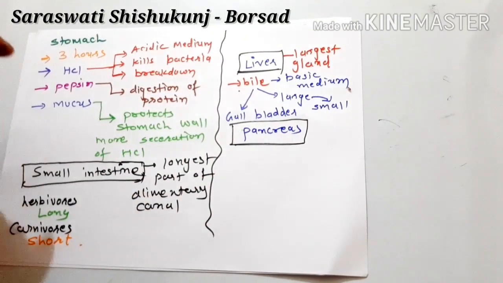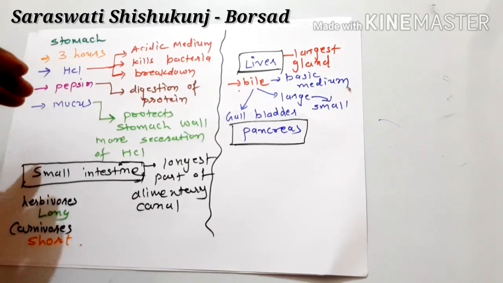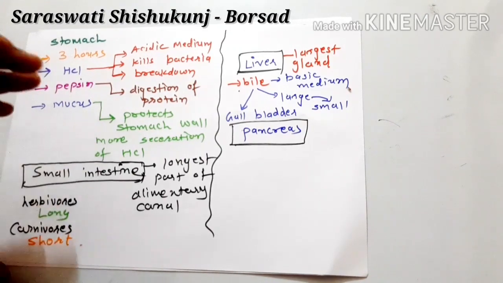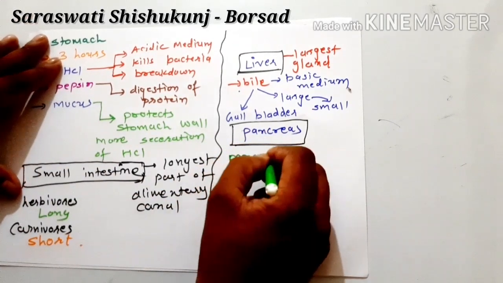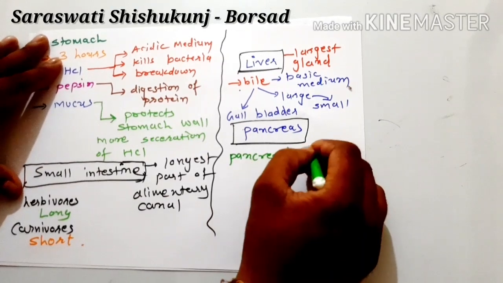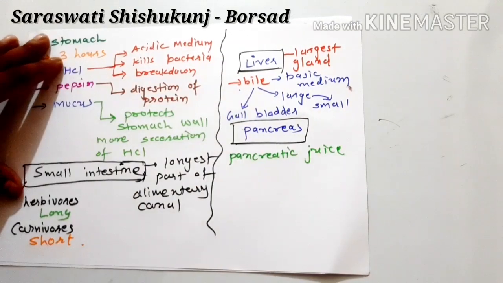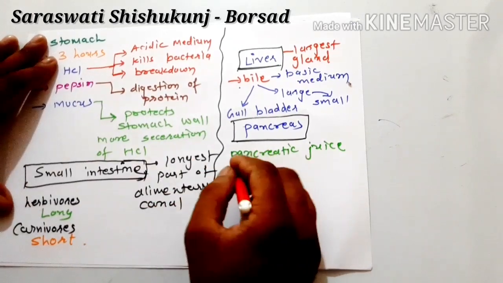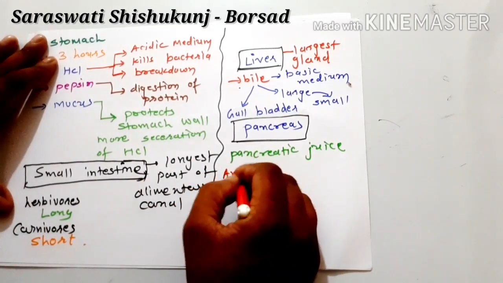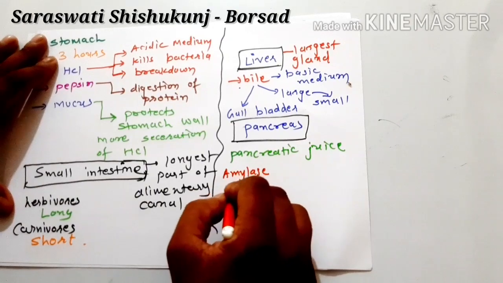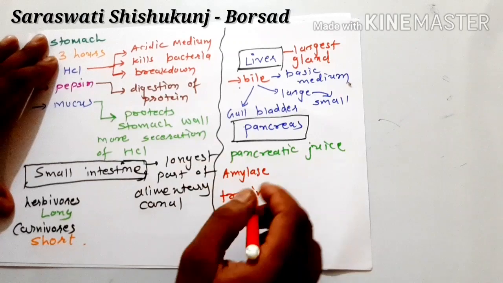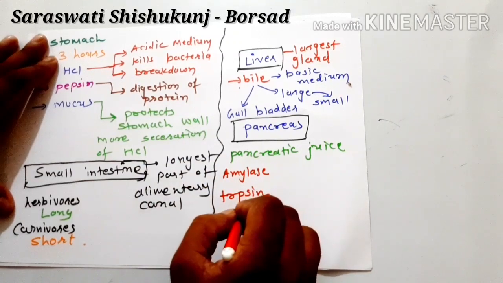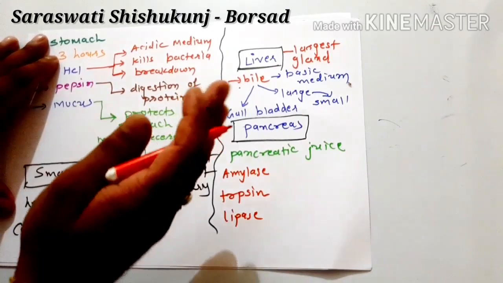Okay, now let's see that from the pancreas there will be secretion of pancreatic juice, and this pancreatic juice contains amylase, trypsin, and lipase. Amylase, trypsin, and lipase. Now what is the function of this amylase, trypsin, and lipase?